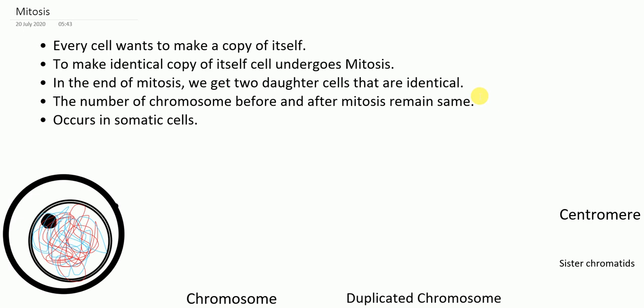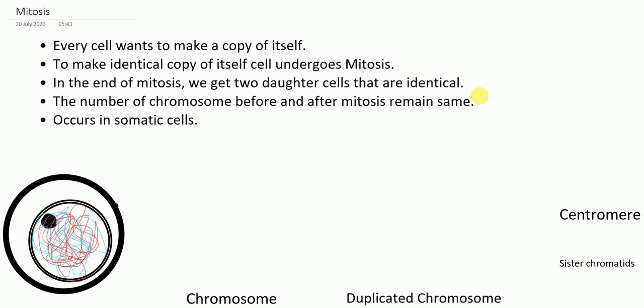Mitosis occurs in somatic cells. The basic purpose of mitosis is to increase the number of cells, and it helps in increasing the cell count. And if a cell is damaged, to repair the damaged cell, it undergoes mitosis. So it's not involved in any kind of sexual reproduction.